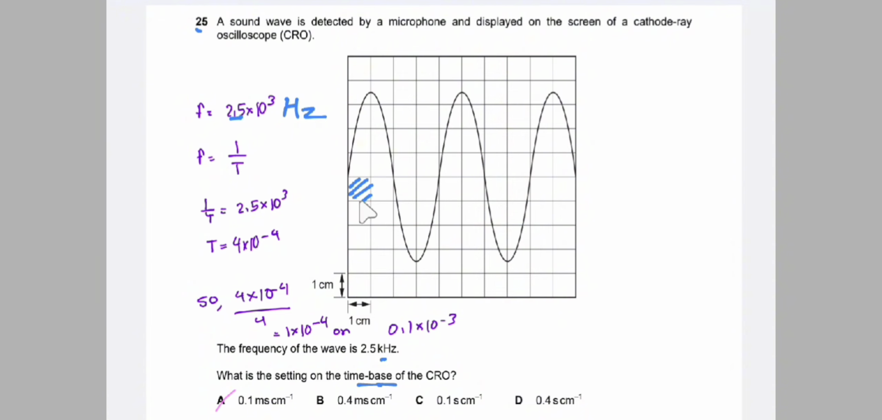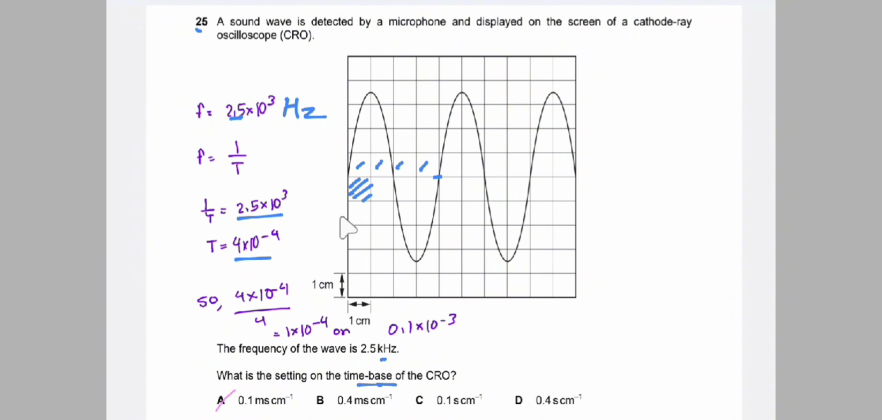To find the time for one box, first of all we need to find the time period, that is the total time taken to complete a wave. Frequency is 1 by time period, so 1 by time period is equal to the frequency. So the time period is equal to this value. We know the value of time period, that is the time taken for one complete wave, that is this wave. To complete this wave, it covers 1, 2, 3, 4 boxes. So 4 boxes is equal to this value, that is the time period.